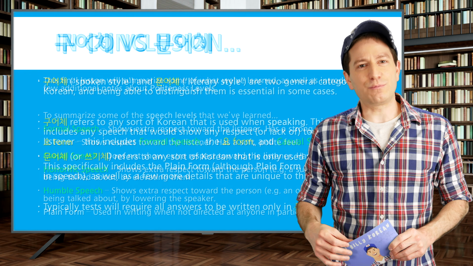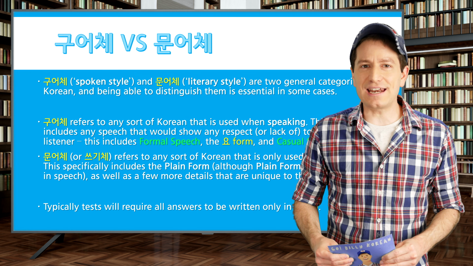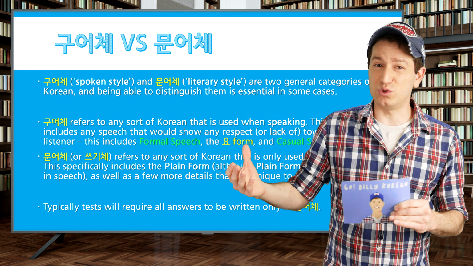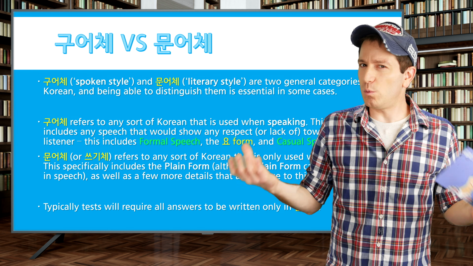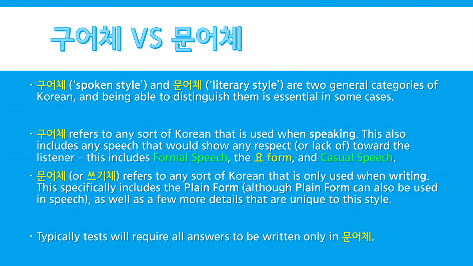But there's another thing about politeness levels that we haven't really discussed, and that is what's known as 구어체 and 문어체. And these are the differences between spoken Korean and written Korean. Well, why is that important? Because 구어체, spoken style, and 문어체, literary style, are two categories of Korean, and being able to distinguish them is essential in some cases. 구어체 refers to any sort of Korean used when speaking. This also includes any speech that would show any respect or lack of toward the listener. So formal speech, the yo form, and casual speech.